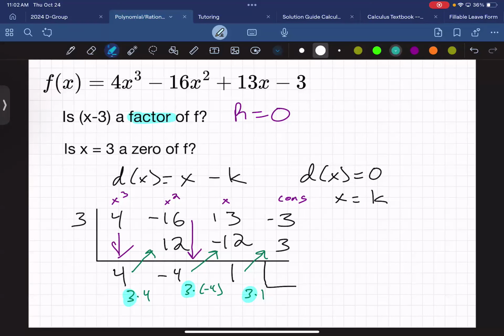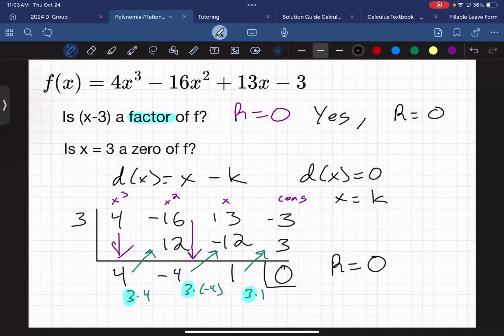What do we like about the final addition, right? They cancel out, right? So what does that tell me? The remainder is 0. And that's an important part here, right? If the remainder is 0, we can answer our questions right now. Is x minus 3 a factor of f? Yes, because the remainder equaled 0.